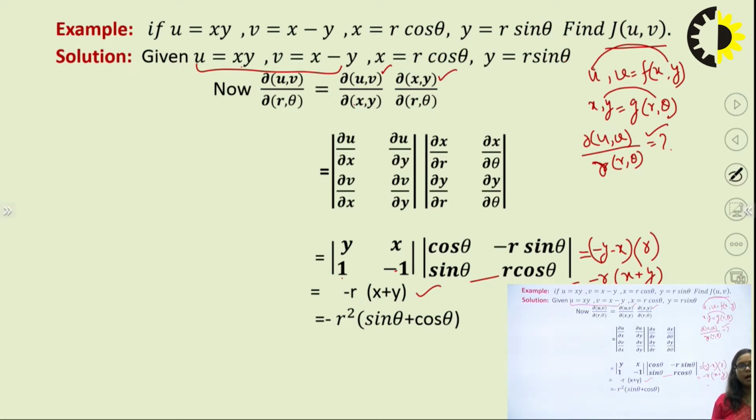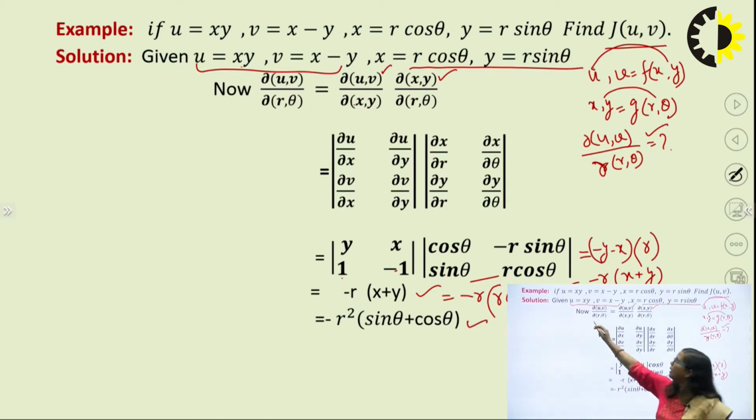And in the last result, we just put the values of x and y in terms of r and theta. So x is equal to r cos theta and y is equal to r sin theta. Taking r common from here, this becomes minus r squared into sin theta plus cos theta. This is the final value of the Jacobian del u v by del r theta. And this question we have solved by using the second property of Jacobian, which is the chain rule.